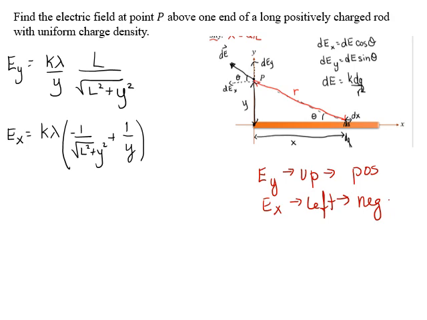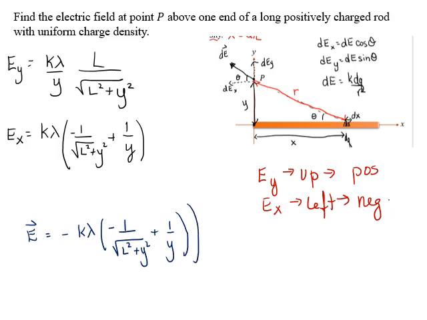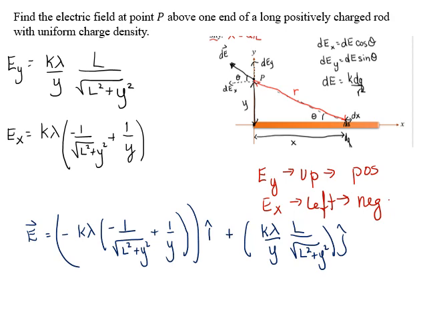So now we'll finish just by writing our electric field as a vector. Our net electric field is going to be the x component. It points left, so it needs to be negative. The x component goes with an i hat, plus our y component. The y component is positive. And that goes with the j hat. So there's our total electric field above one end of a long rod.